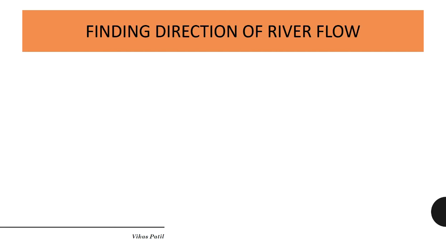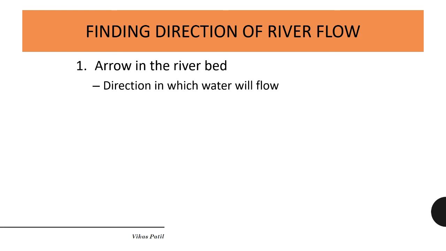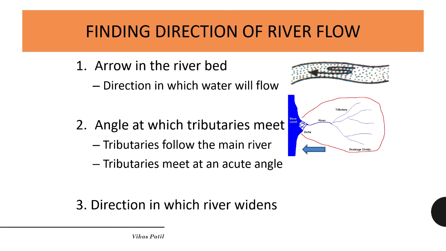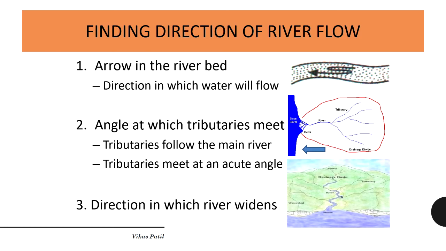So to find the direction of water, we can try to locate any arrow given in the riverbed. That will suggest the direction in which the water is flowing. So the arrow might look like this within the river. Or we can look at the angle at which the tributaries are meeting. And third is we can look at the way the river is widening. So of course, as the river flows ahead, more tributaries meet the main river and the river widens. So these are the three ways in which we can find the direction in which the water is flowing.